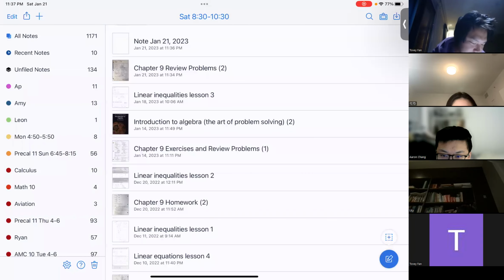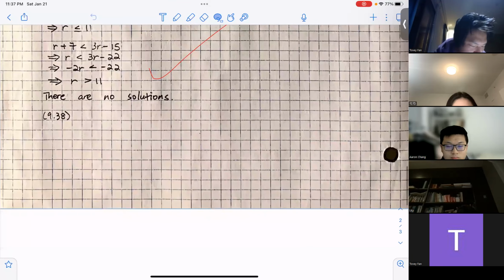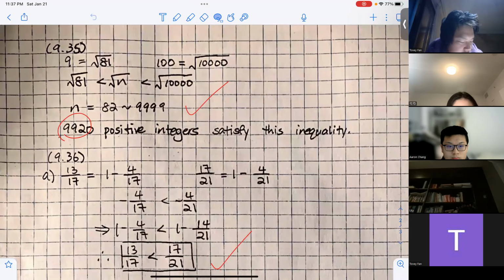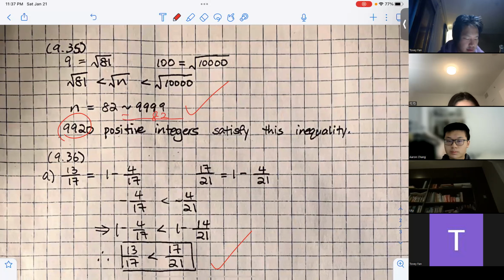All right, some questions. Aaron, this is your homework, and for 9.35, you got it right. It's just that you counted wrong, so I just want to point it out, okay? If you go from a number to another number, and you want to know the number of numbers, what do you do? How do you know how many numbers are there between 82 and 9,999? Subtract 82 and add 1. Yeah. So if you subtract 82 from 9,999 and add 1, what do you find?